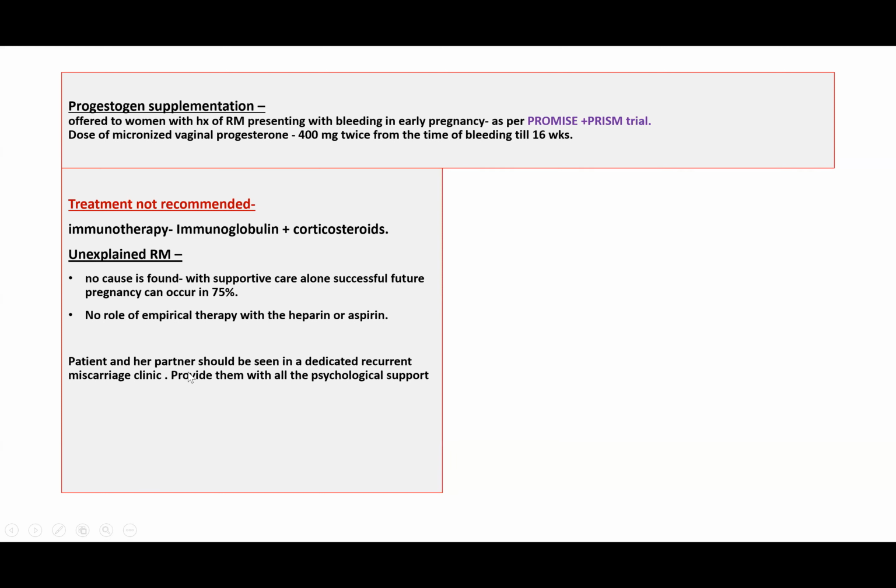And patient and partner should always be seen in a dedicated recurrent miscarriage clinic, provide them with all the psychological support. So this is how you will manage the patient.